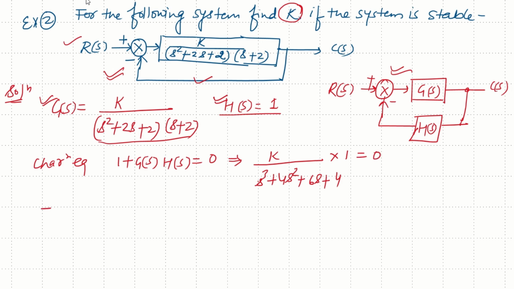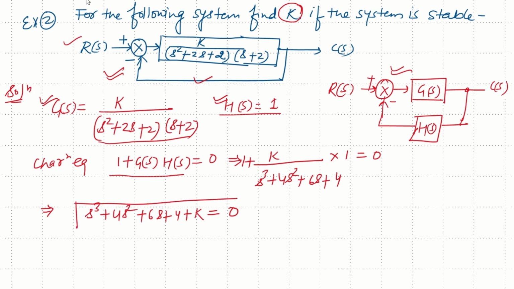So finally the characteristic equation comes out to be 1 plus G(s)H(s) equals 0. So there will be 1 plus G(s), which will be s cube plus 4s square plus 6s plus 4 plus K, and the denominator term will go to 0. So this is the characteristic equation for the given system. Now we need to find the value of K for this system to be stable.